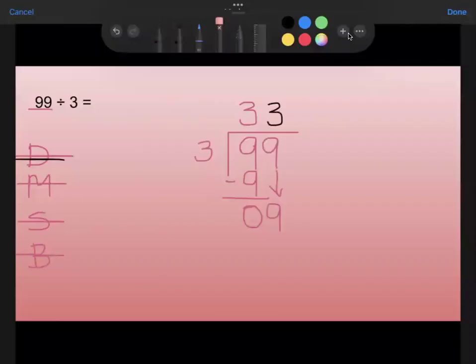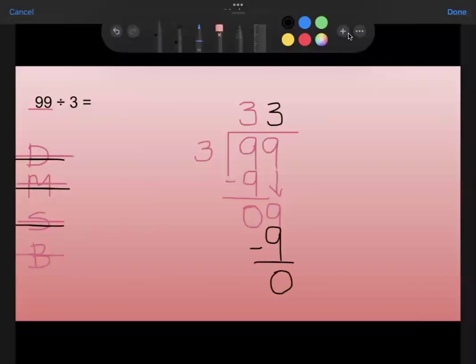Next step is to multiply. So that's the number I just put on the top times the number on the outside and looped down under here. 3 times 3 is 9. So I'm going to put that 9 there and then cross that off. Next step is division. Or sorry, not division, subtraction. So we're going to subtract those two, and that would be 9 minus 9, which is 0. So I'm going to cross off the subtraction step.